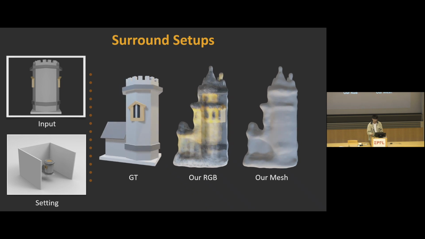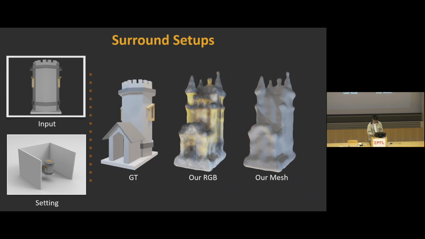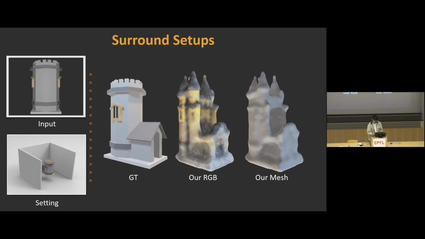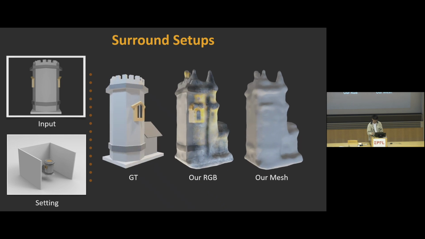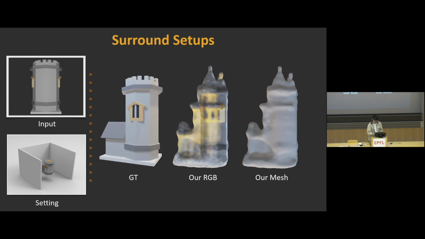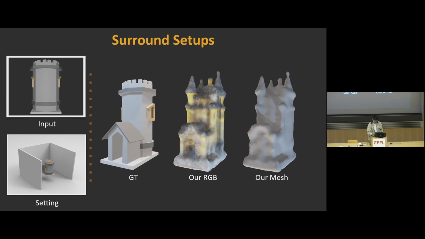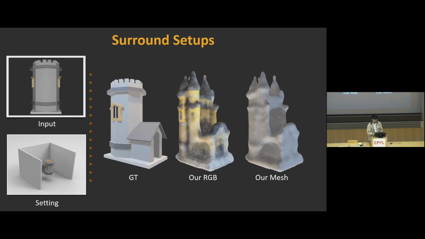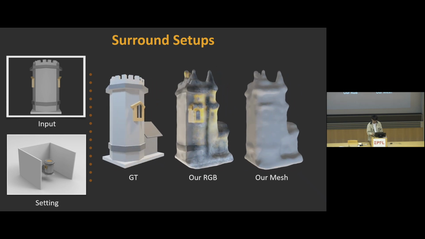Our method also has the potential for holistic imaging in different setups. Here we render a castle with three surrounding walls. Holy 123 manages to fuse the transients from multiple walls as priors for generation. And the details of this are also found in our paper.